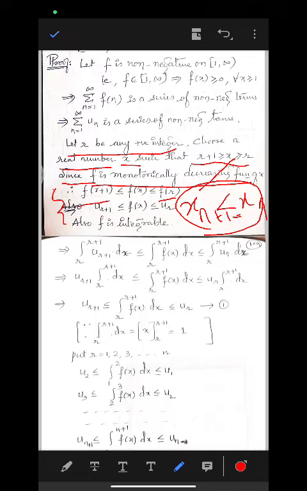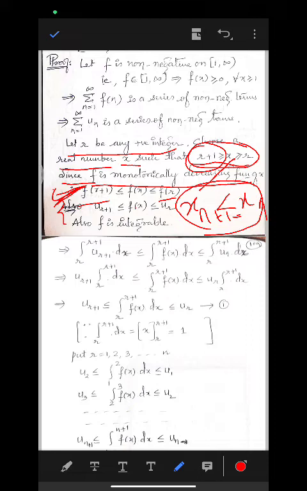So here we are applying the monotonically decreasing function. f of r plus 1 is less than or equal to f of x, which is less than or equal to f of r. How have we got this inequality? According to this, r plus 1 is greater than r, right? So therefore this inequality holds.